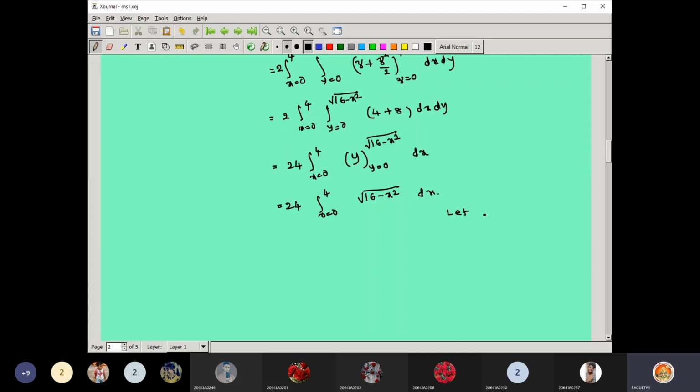In order to make the simplification, I am supposing that x is equal to 4 cos theta. So that dx is equal to the derivative of 4 cos theta, minus 4 sin theta d theta. So that I can write here 24. So these are the x limits. If I write x equal to 0, so 4 cos theta equal to 0, that means cos theta equal to 0. When do you say that cos theta is 0? What about the theta limits?